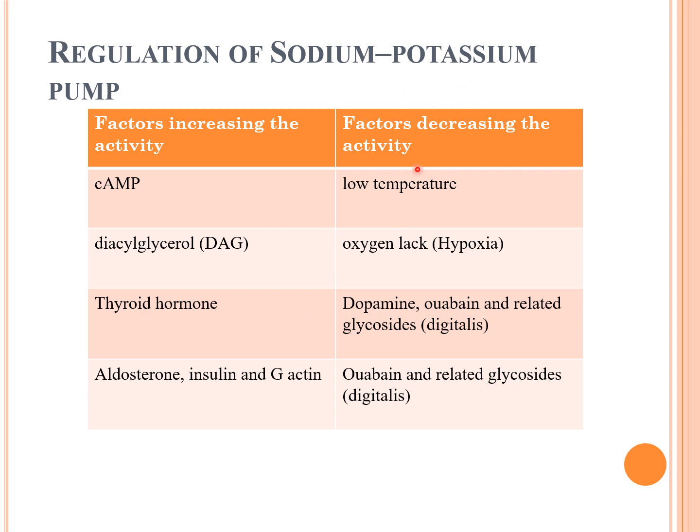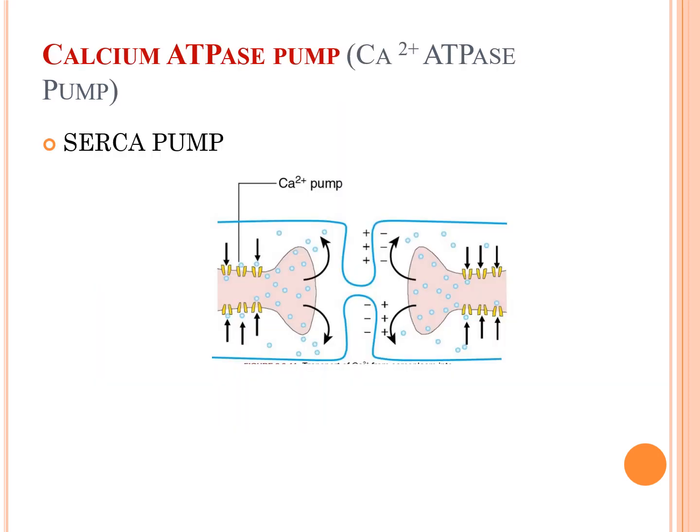The factors which decrease the sodium potassium pump activity are low temperature, hypoxia, substances like dopamine and ouabain and related substances, and the drug digitalis. And digitalis is used in the treatment of heart failure, because it increases myocardial contractility. That is why digitalis is used as a drug in the treatment of heart failure, whereas digitalis decreases the activity of the sodium potassium ATPase pump. This is one of the clinical aspects we should remember. So this is all about the sodium potassium ATPase pump.